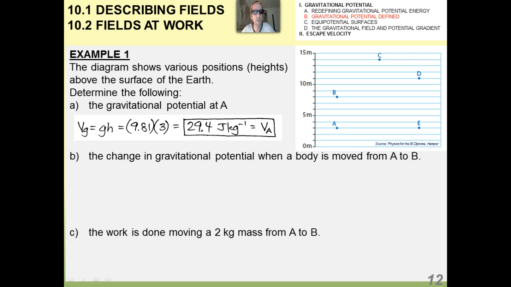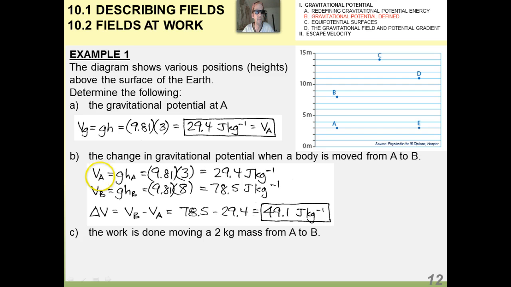The change in gravitational potential when a body is moved from A to B, okay? Well, at VA, it's 29.4. I just found that. At VB, it's 78.5. It's greater, right? The gravitational potential at B is greater because it's at a higher level. Doesn't mean that the gravitational potential energy is greater. It means that the gravitational potential is greater, okay? All right, then the change is VB minus VA, which is 49.1 joules per kilogram, okay?